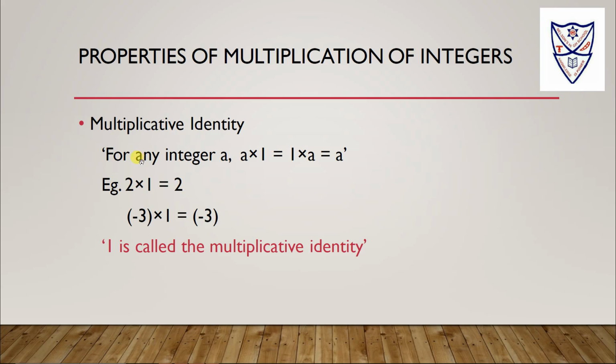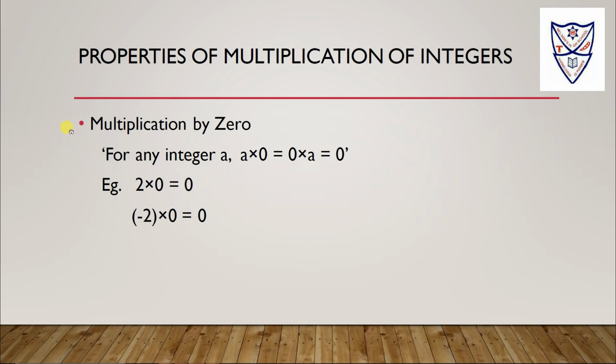Now multiplicative identity. For any integer, a multiplied by 1 is equal to 1 multiplied by a is equal to a. That means for any integer, when you multiply it with 1, you will get the same integer at the end. For example, 2 multiplied by 1 is equal to 2, minus 3 multiplied by 1 is equal to minus 3, which means 1 is called the multiplicative identity. Next, multiplication by 0. For any integer, a multiplied by 0 is equal to 0 multiplied by a is equal to 0. For example, 2 multiplied by 0 is equal to 0. That means for any integer, when you multiply that integer with 0, you will get 0. Minus 2 multiplied by 0 is equal to 0.